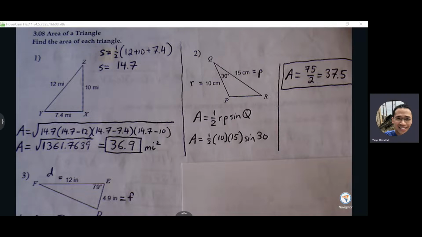Are we good with 1 and 2? Try number 3. It's side, side, side. If you want to rename it ABC, you can. But really, you're just side angle side. So you can do 1/2 GF sine E. So it's 1/2 side times the angle sandwiched between.